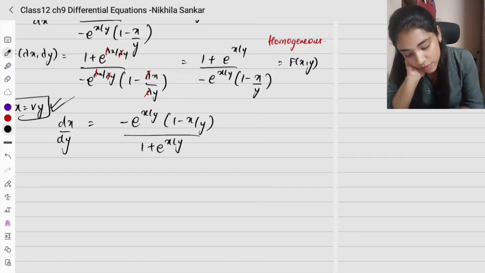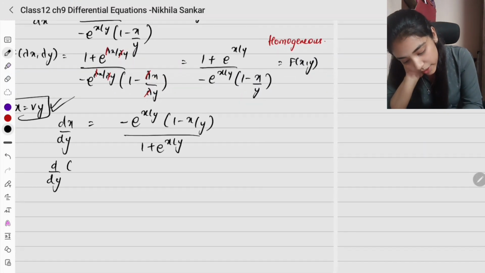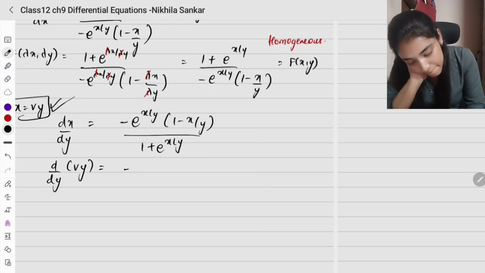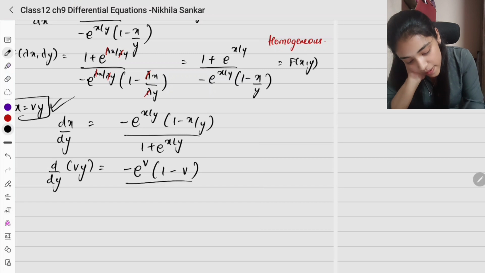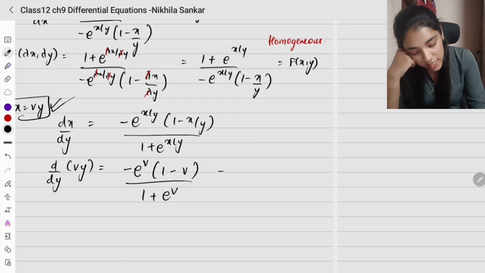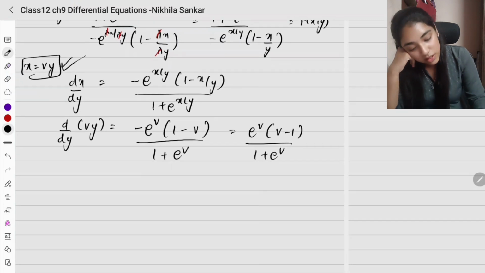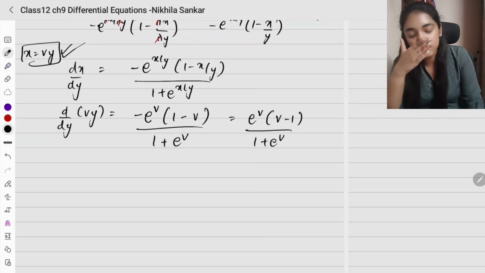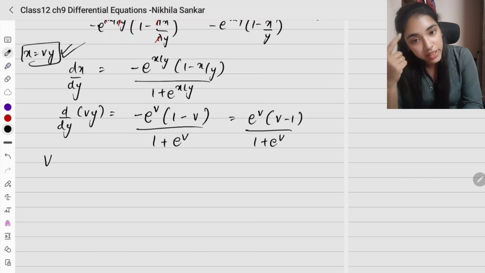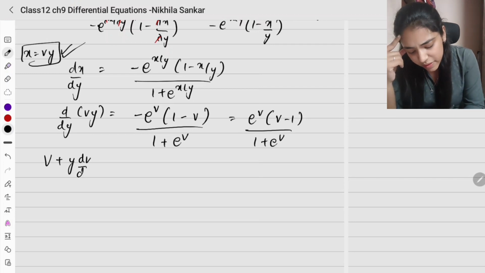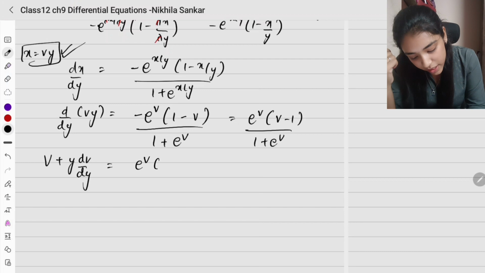Okay, now instead of x I'm going to substitute vy. So d by dy of vy equals minus e to the power x divided by y, and I put it directly: minus e to the v times (1 minus v) the whole divided by 1 plus e to the power v. X divided by y I put as v. So when I multiply the minus inside, I have e to the power v times (v minus 1) the whole divided by 1 plus e to the power v. On the left hand side, v dy by dy is 1, plus y dv by dy, equals e to the v times (v minus 1) divided by 1 plus e to the v.